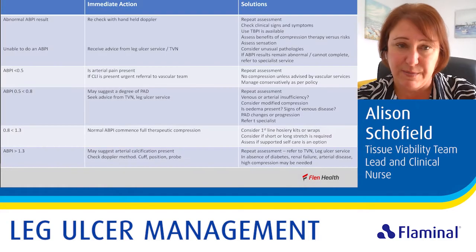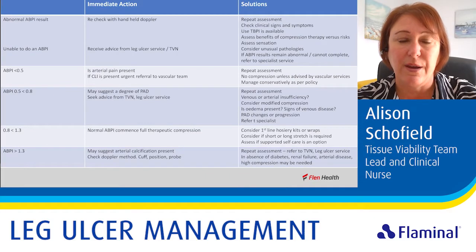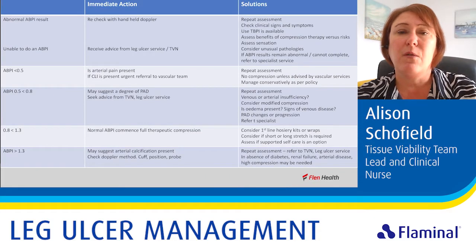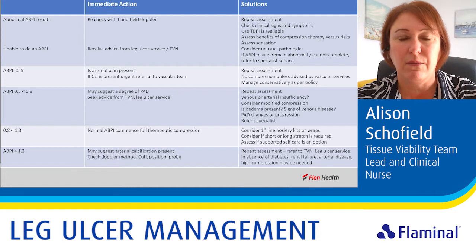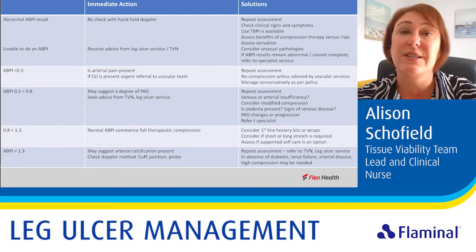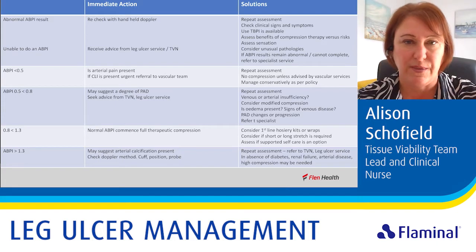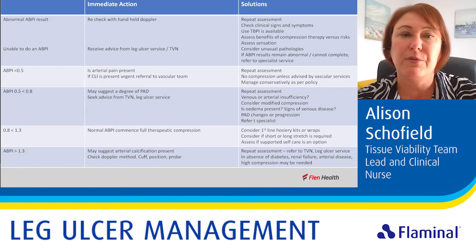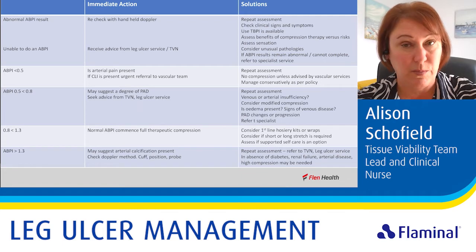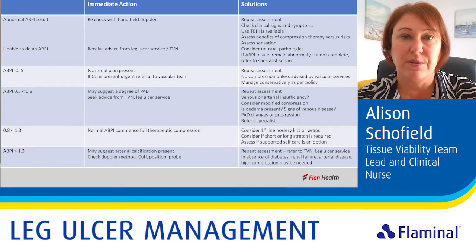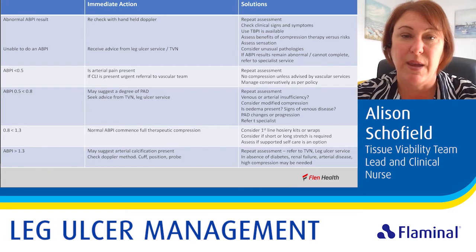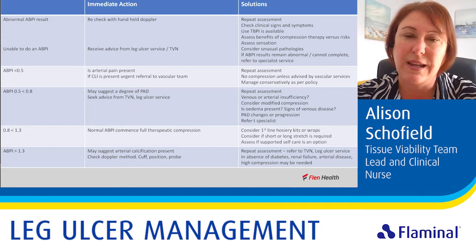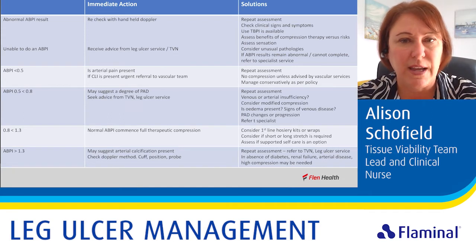So within our assessment, we are going to do that ABPI through Doppler, and the ABPI will help form that plan of when to apply compression, if not to, and the type of compression and the amount of compression that we are going to apply. We do this hopefully with our handheld Dopplers, and I know there's automated Dopplers there. We have both in our trusts as well, so either or. But if you get an abnormal ABPI result, recheck with your handheld Doppler. You can listen to the sound, you can check the sound waves, and just do a double check.